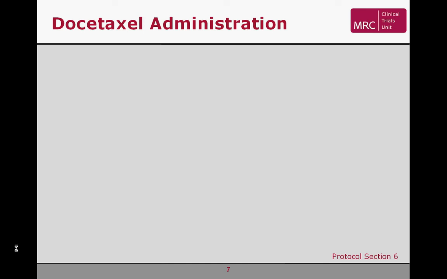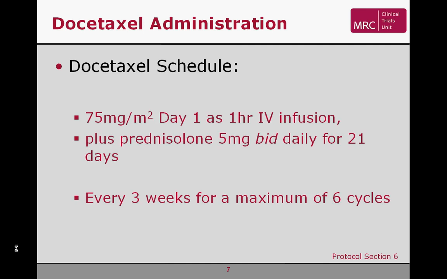The STAMPEDE protocol in Appendix F gives details of a suggested pre-administration regimen for Docetaxel, but it's important to note that this is meant as a guideline and that local practice can be used if preferred. So the Docetaxel treatment schedule is as follows. Patients should be given 75 mg per metre squared as an IV infusion over 1 hour, and in addition they should be receiving 5 mg of prednisolone twice a day for the whole 21-day cycle. The treatment should be given every 3 weeks for a maximum of 6 cycles.